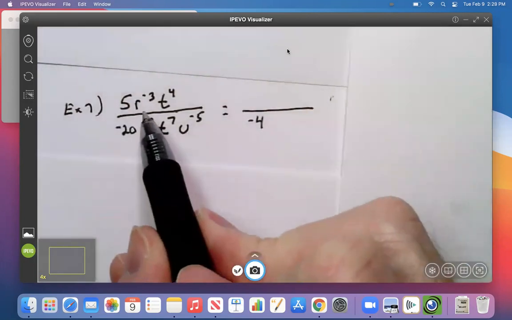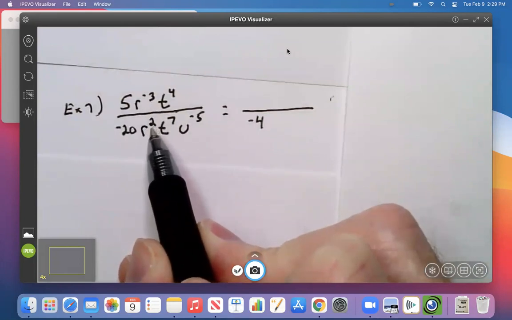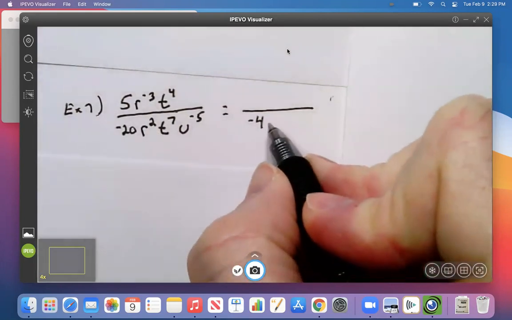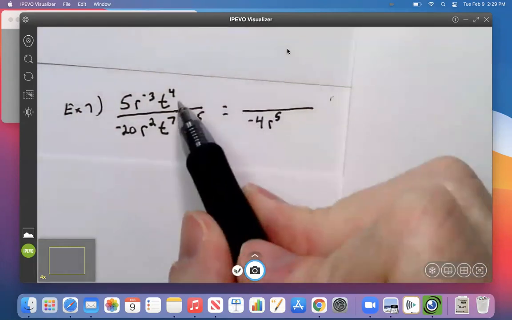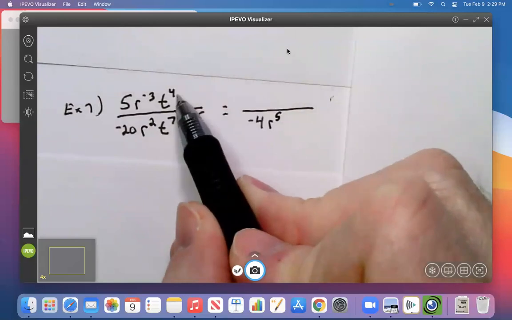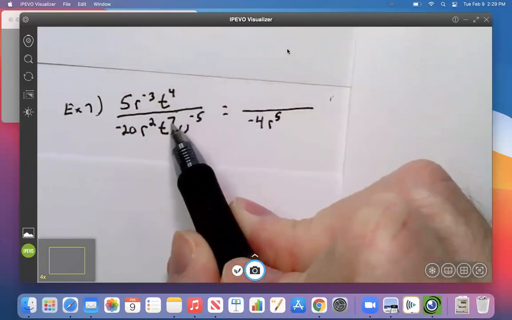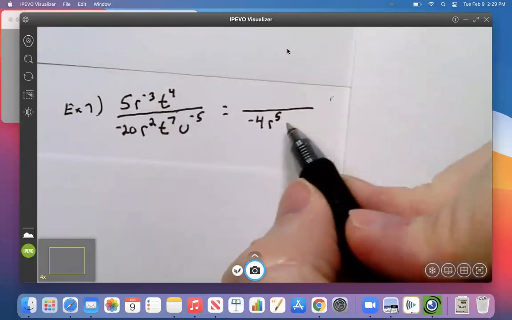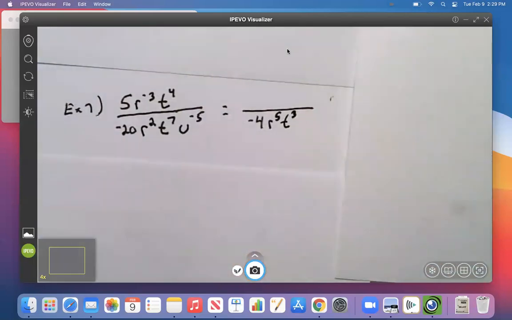Now I'm going to do the r's. I have a negative 3 up top. I need to move it to the bottom, add them to these 2 that's already here. So that's going to give me a total of 5 r's on the bottom. On my t's, I could say 4 minus 7 is negative 3, then move it to the bottom and get positive 3. Or I can just say I've got 3 more on the bottom than I do on the top. Either way, I need t cubed on the bottom.